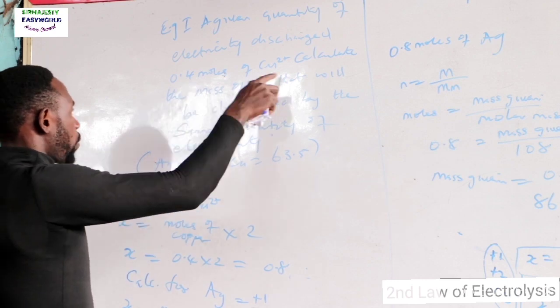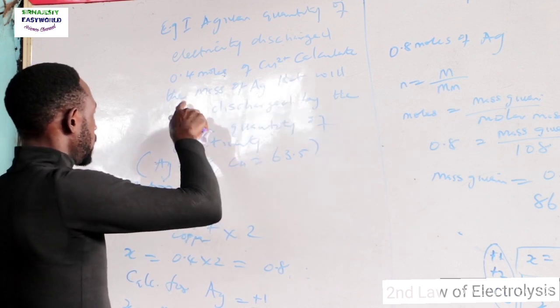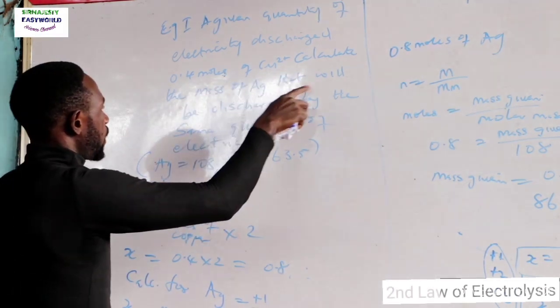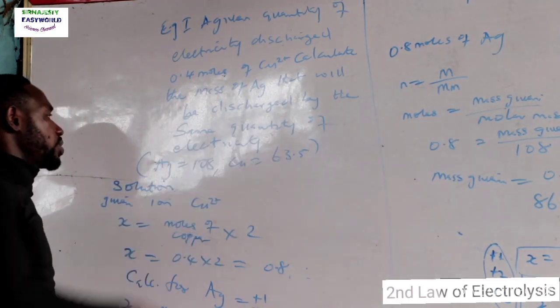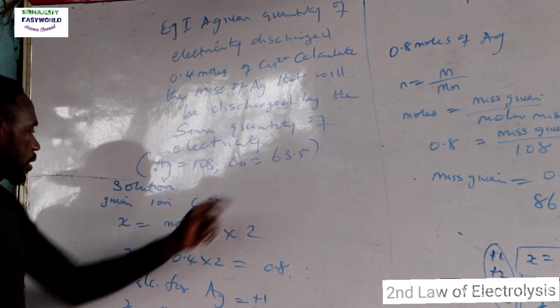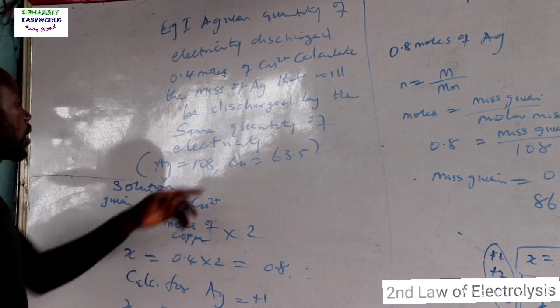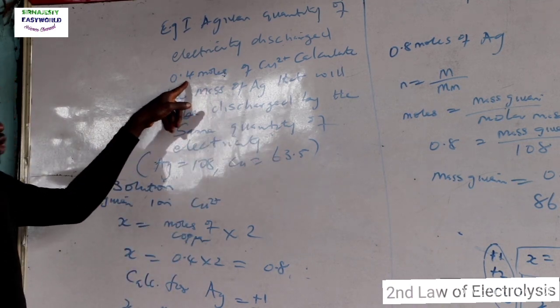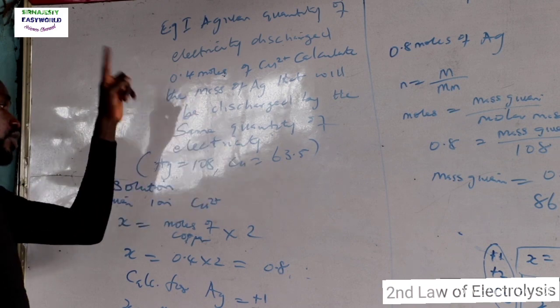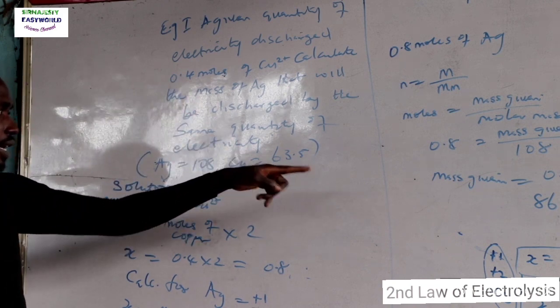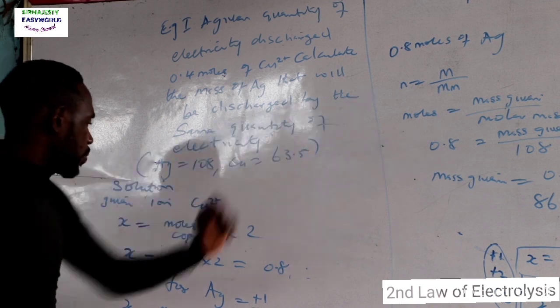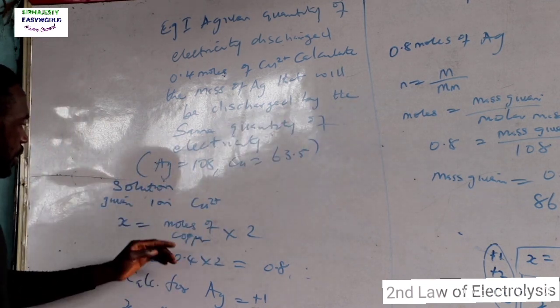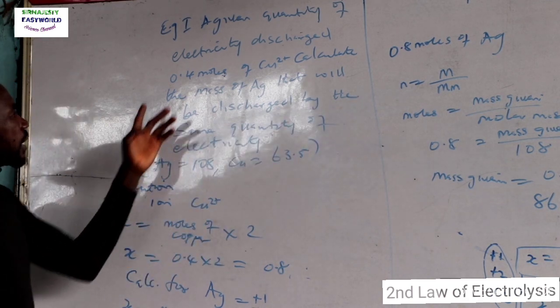Okay, so 0.4 moles of copper, then they say calculate the mass of silver that will be discharged by the same quantity of electricity. They will give you this in bracket. So very simple. This copper being 63.5 is no more needed because this was given in mole. Assuming it was given in mass, we will use this to convert it to mole by using n is equal to m over Mr. Now, watch very well here. You just discover the one they give to you.